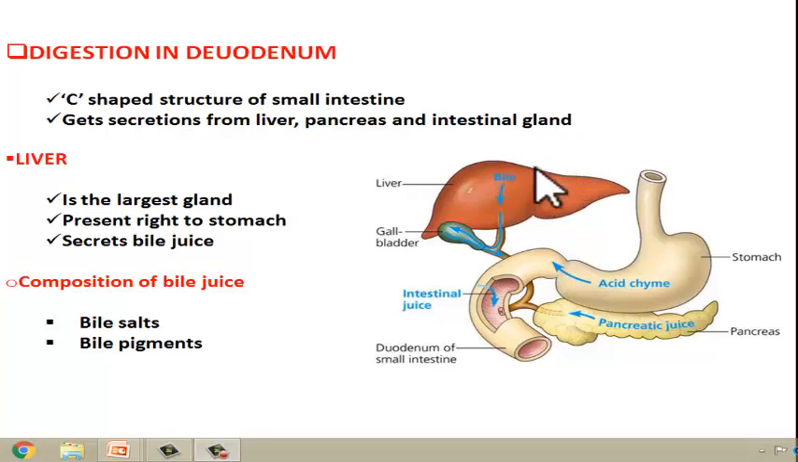Good morning students. We have already finished digestion in mouth and stomach in our previous video. Now we shall study about digestion in duodenum.